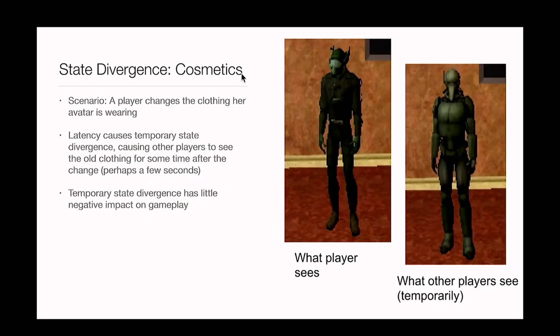Then there are other cosmetic issues that can occur. You've got a scenario where one player changes their clothing, and then latency causes a temporary state divergence. This is what the player sees, and the other player sees something else. After a few seconds, the game figures out that the player really looks like this, and so now it has to update what all the other players see. Cosmetic state divergences typically don't matter, but other state divergences can have a large impact on your gameplay.